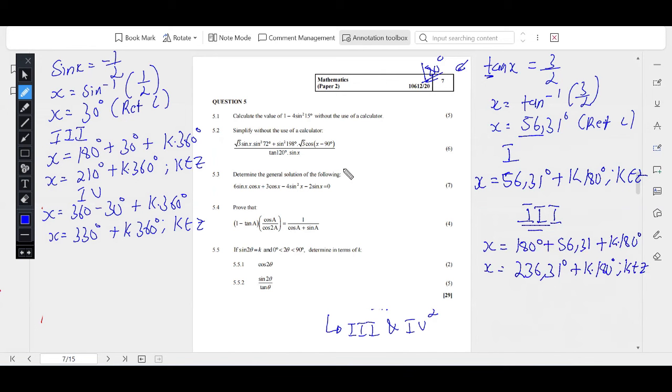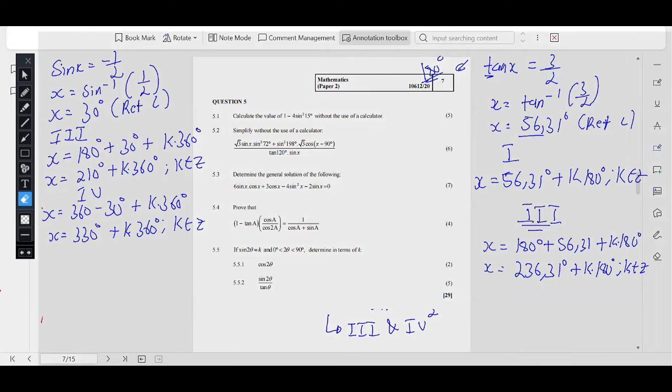So for 7 marks, that's how you needed to determine the general solution. General solutions are generally not that difficult. You just need to understand what needs to be done. Okay, so nice. Now let's proceed.